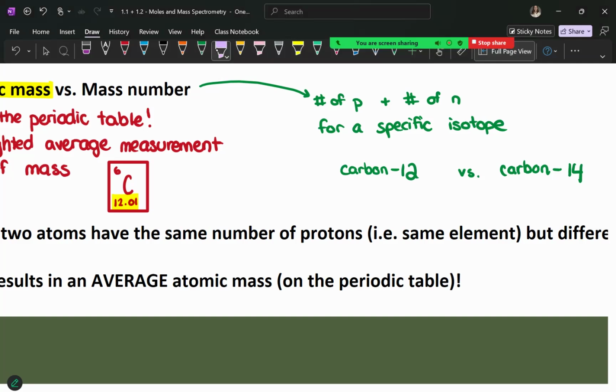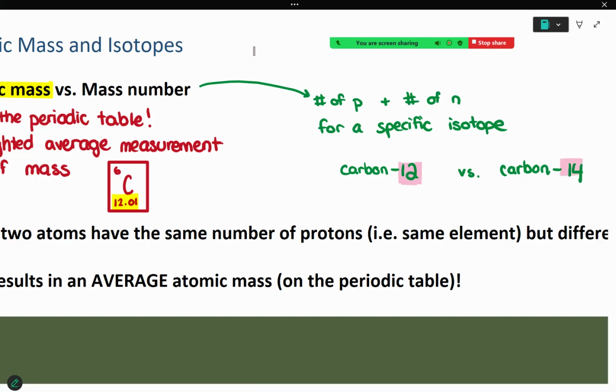And I'm going to put maybe a pink. Let's do that. Carbon 12 like this. Very nice. It's a mass number like that. Okay.